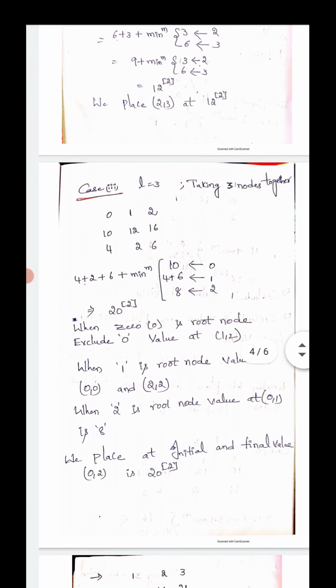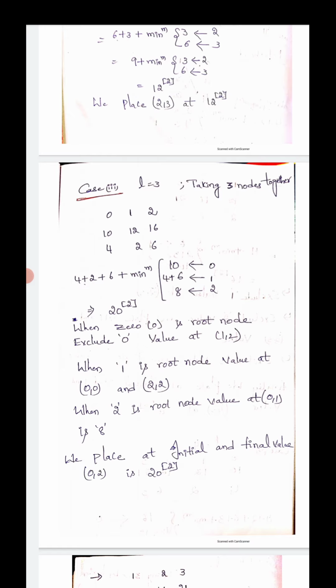Look carefully: when 0 is the root node we need to exclude 0, in the sense we remove 0. Now observe the 1 comma 2 position. How much value can we get at 1 comma 2? 10.